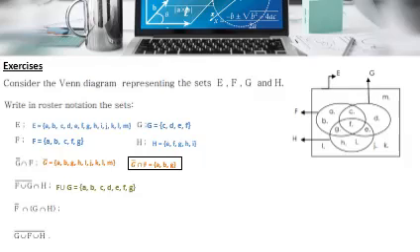So first of all, I'm going to find F union G, which is the elements that I found in F or in G, both of them together. So if you have any repeated number, you just write it once. So the elements that are found in F or in G are A, B, C, D, E, F, G.